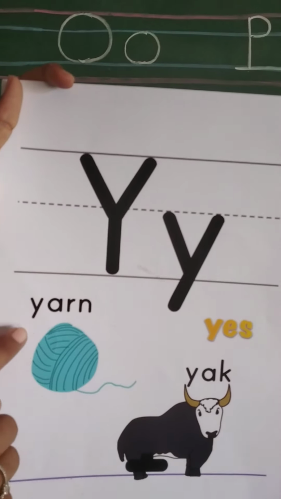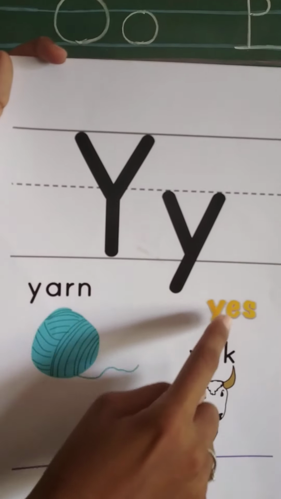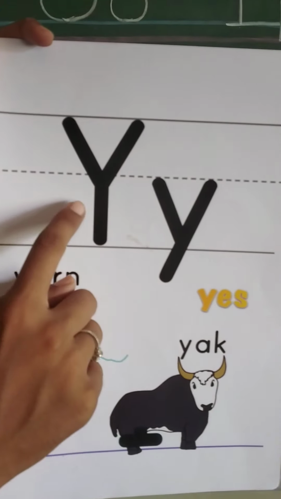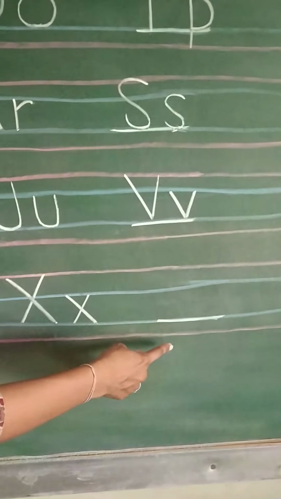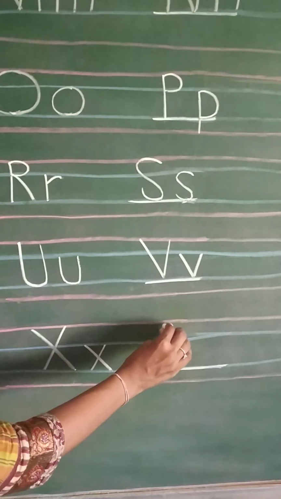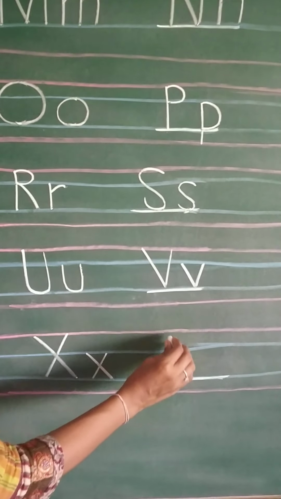Yeah. Y. Yan. Yes. Y. What will we write here, children? Y. Which letter? Y. Red line to blue line.